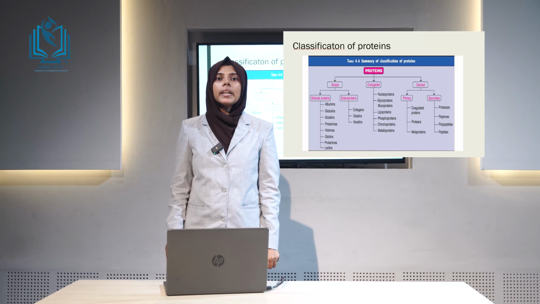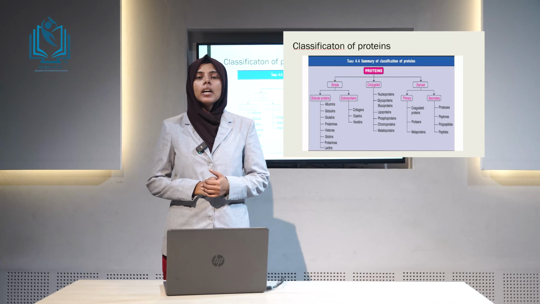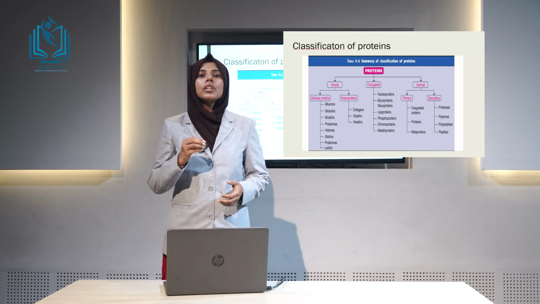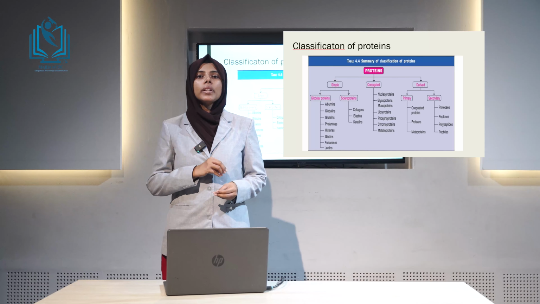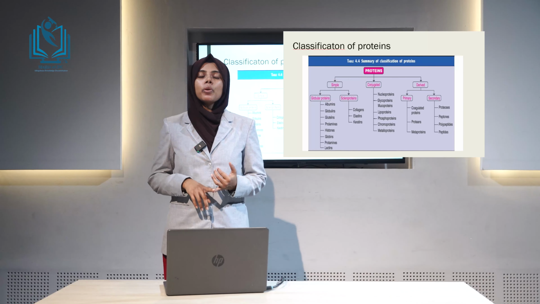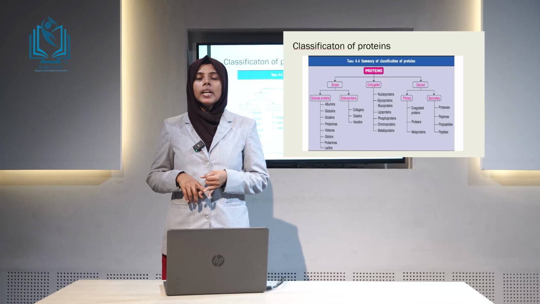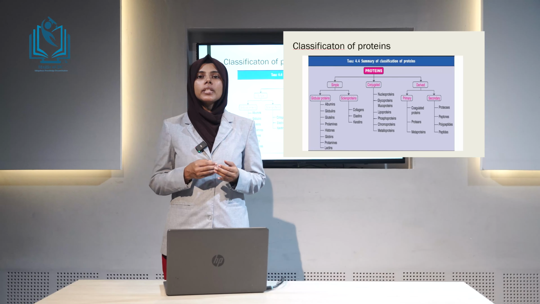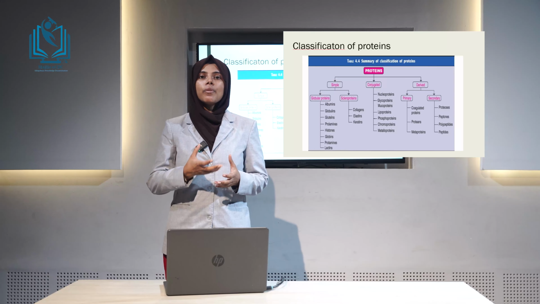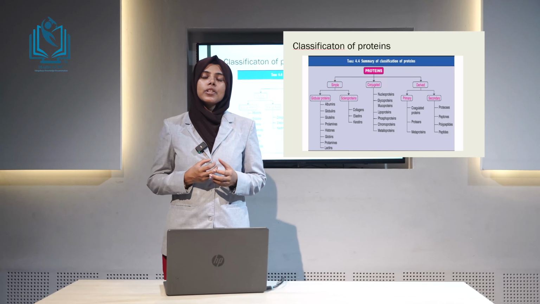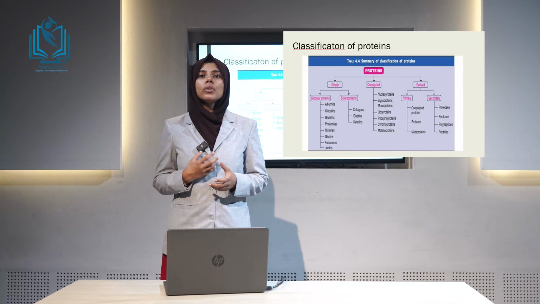The third type, derived proteins. Derived proteins are the proteins which are obtained by hydrolysis or degradation of the simple proteins and conjugated proteins. Derived proteins are of primary and secondary types. The primary derived proteins are the proteins which are obtained as the first product of the hydrolysis or degradation of the simple protein and conjugated protein.